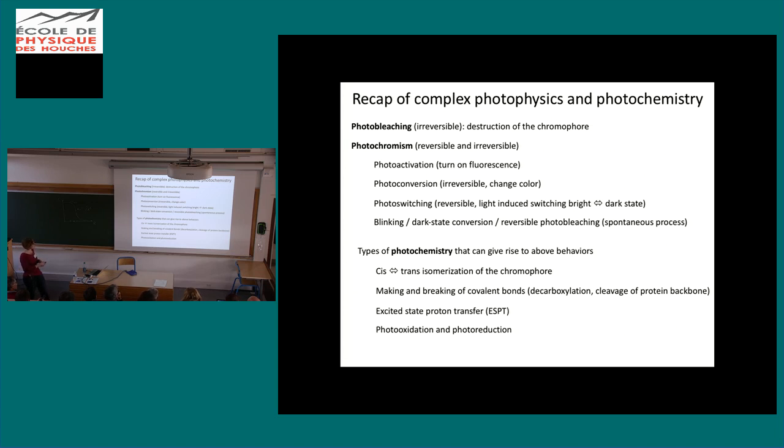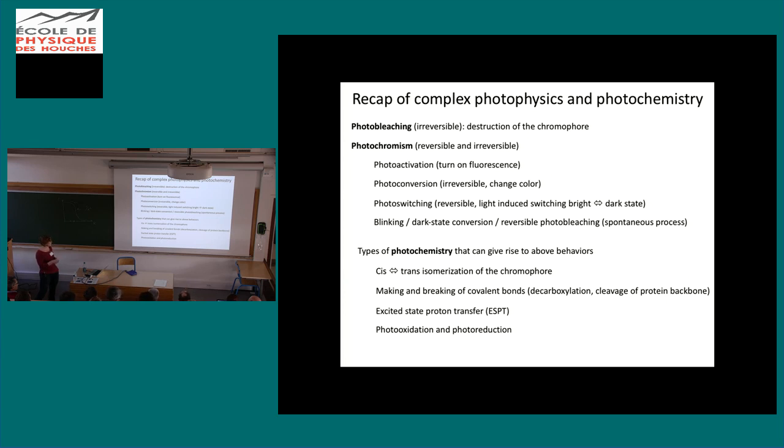We have heard a lot in passing about photochromism, that is both reversible and irreversible. Properties such as photoactivation, where you can, upon illumination, turn on fluorescence. Photoconversion, which is generally thought of as irreversible, upon illumination changing the color of the fluorescent probe. Photoswitching, which as the name implies is a reversible process, a light-induced transition between, for example, a bright and a dark state.